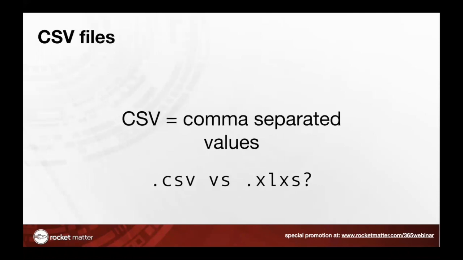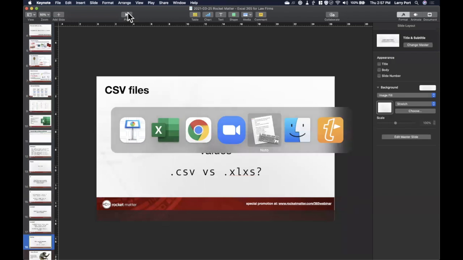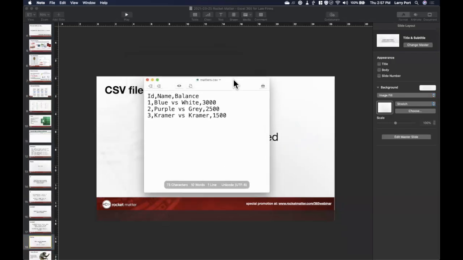So one last thing I want to talk about is that I don't want people getting confused between comma separated values. You get a lot of files that are .csvs. In reality, what does that mean? You have these files that look like this, okay? If you see this, it says ID, comma, name, comma, balance. These fields are separated by commas. And I have this first one, which is 1, comma, blue versus white, comma, 3000. And I can add one down here. Let's say 4, comma, Larry versus Lisa, comma, and let's make that $10,000.